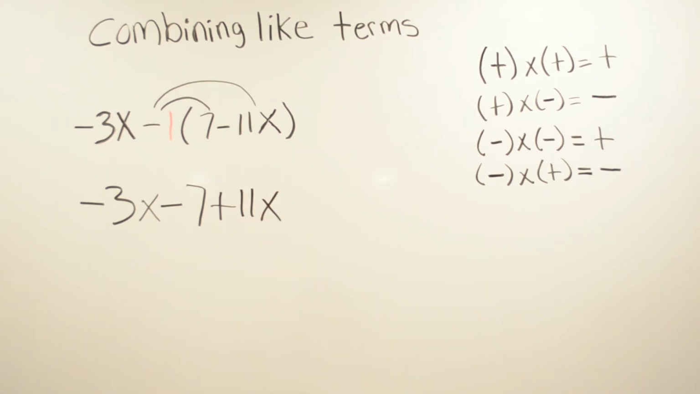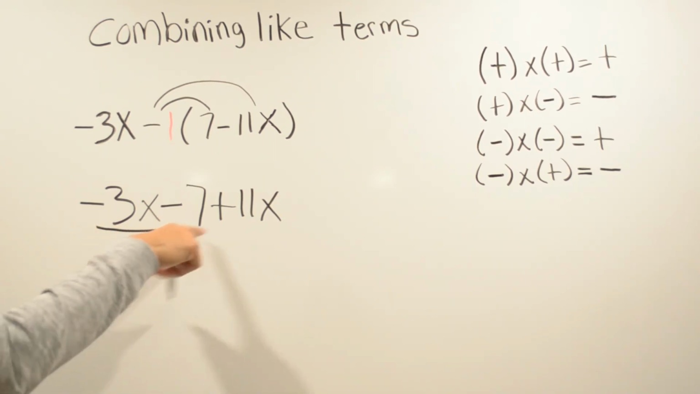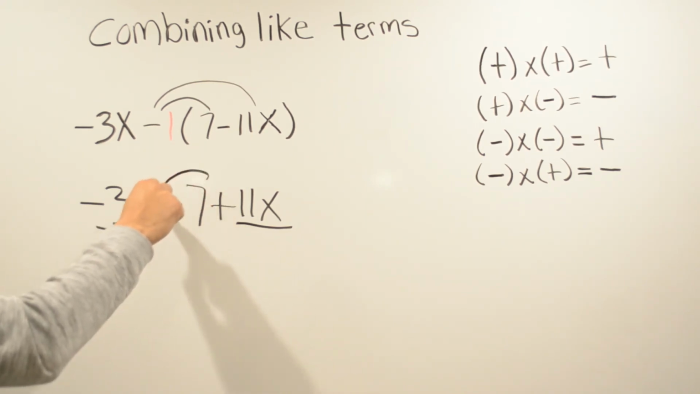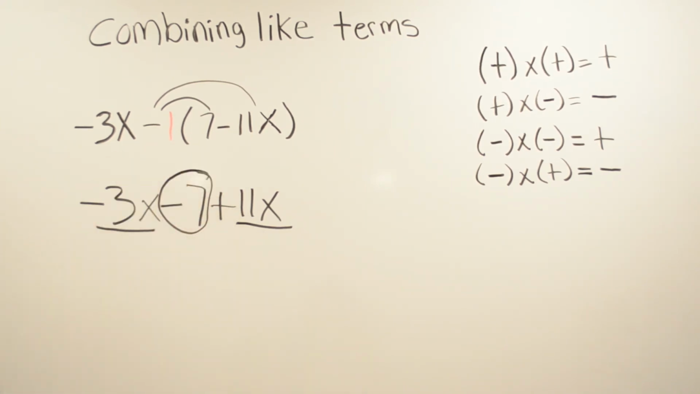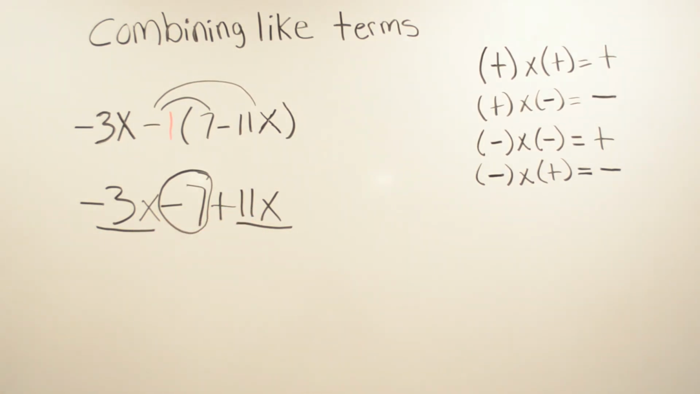Now we can combine like terms. Go ahead and underline the number with the variable. Nothing here. Here you have 1. And here you have the number by itself. So I'm just going to circle it. And now I'm going to go ahead and combine like terms. I have negative 3x and I have positive 11x. I have two different signs, so we're going to go ahead and subtract.